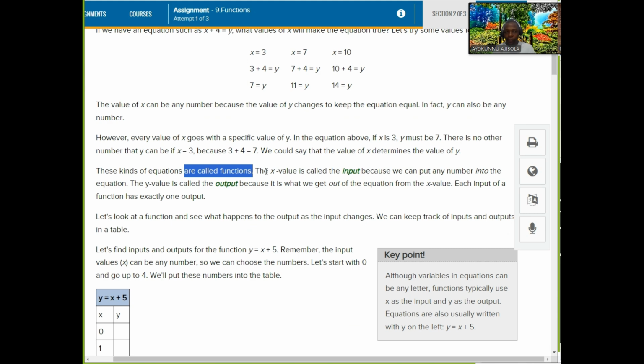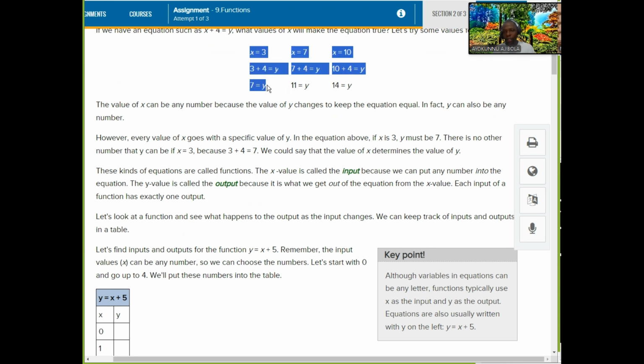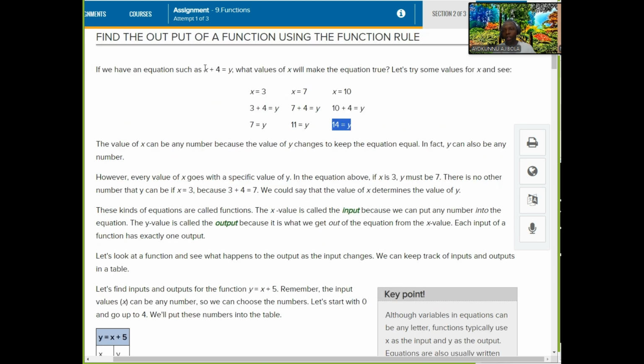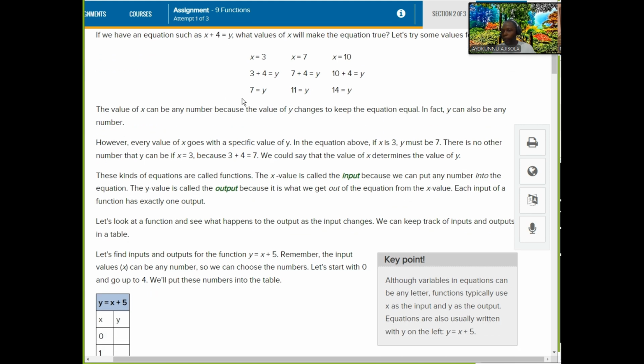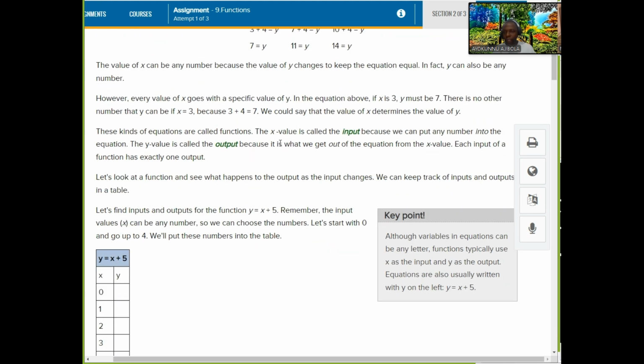So if we go back to our definition of function, it said it's a relation in which for any given input, there is only one output value. So if your input is 3, the only output is 7 based on the equation. If your input is 7, the only output is 11. If your input is 10, the only output is 14 based on the equation. Okay, let's continue.